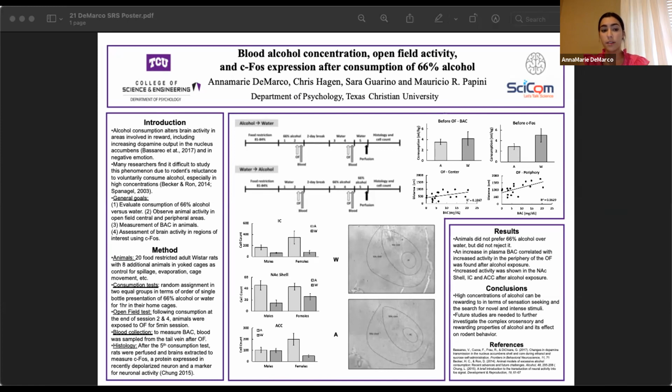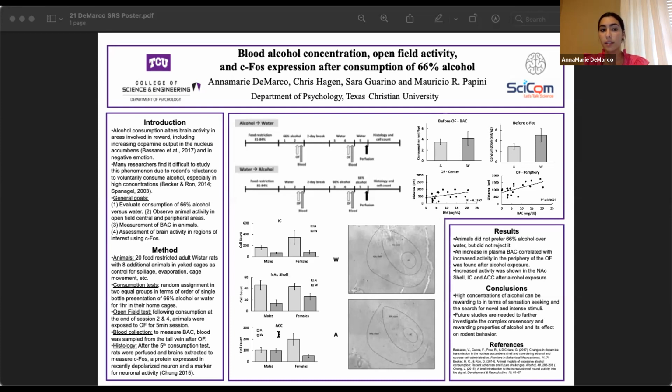These trials lasted 1 hour. Following the 2nd and 4th trials, the rats were put into an open field. This open field is a large box where they can move around freely, and there's a camera mounted on the ceiling that records their activity so that we can evaluate their locomotion. 10 minutes after the open field, blood was drawn from the tail vein to calculate their blood alcohol content.